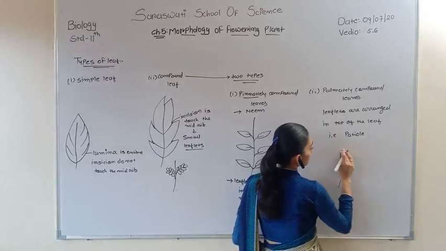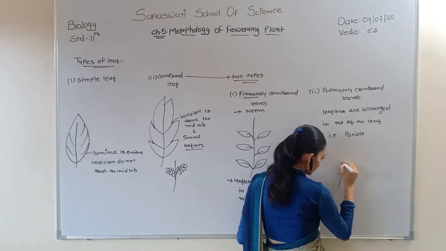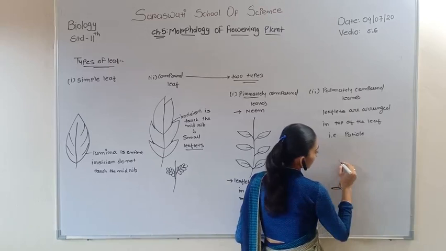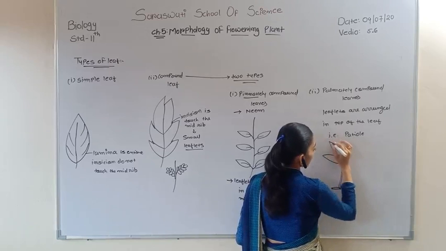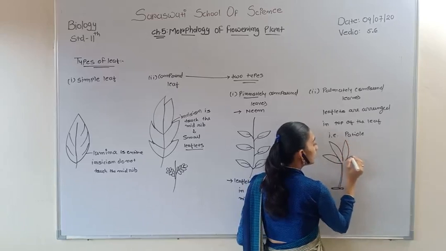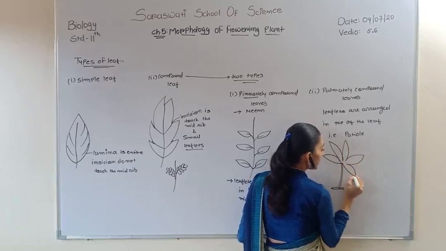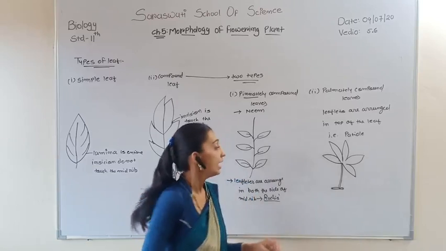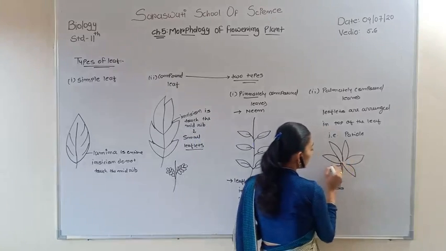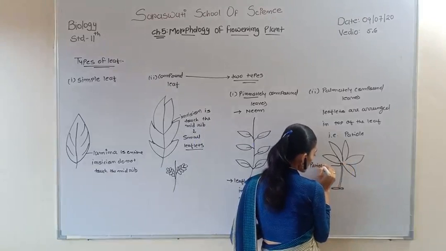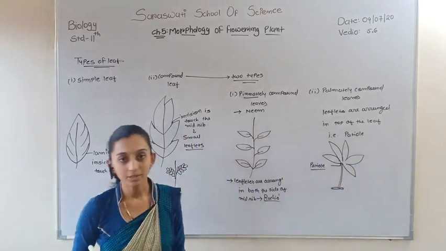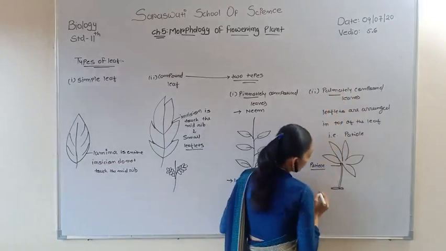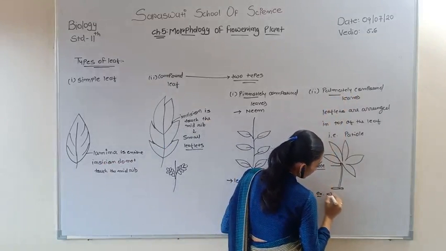See, it is a compound leaf, so the leaflets are present. The lamina is divided into small leaflets, and these leaflets are arranged at the petiole portion, or the tip of the petiole. It is known as a palmately compound leaf. The best example is silk cotton.